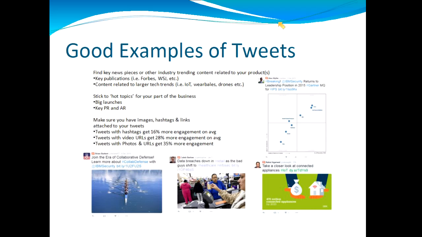Here's another slide of good examples, again, of tweets. Notice the imagery. And tweets that have hashtags, as I mentioned, are 16 to 17% higher on the engagement average. But then when you add a URL that has an image or a video attached to it or a GIF file, that's going to stand out. It's going to jump off the page. If you just have text in 140 characters with a web link, it kind of blends into the noise.